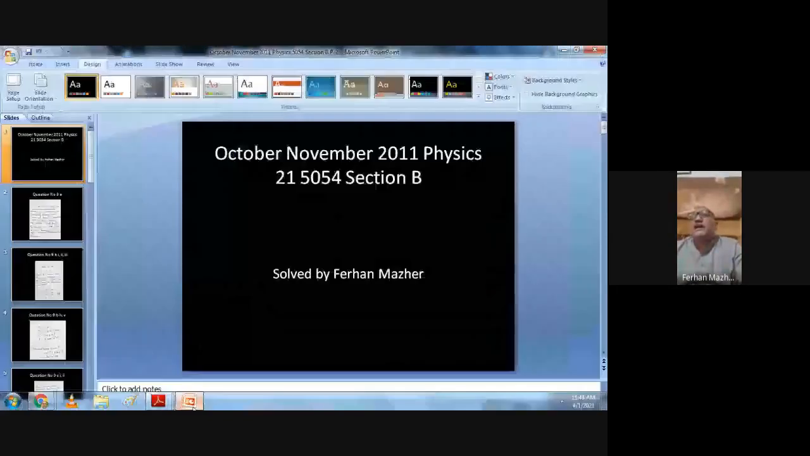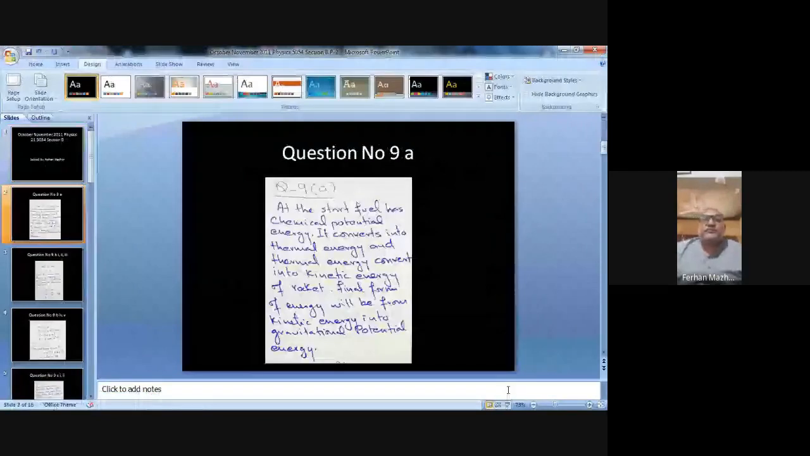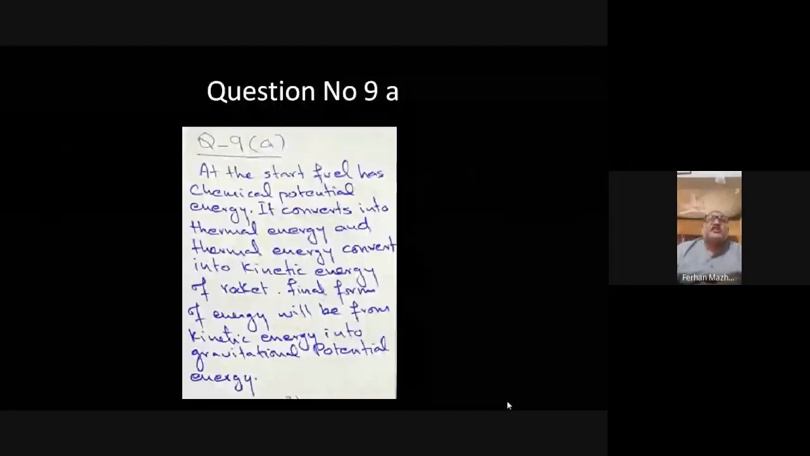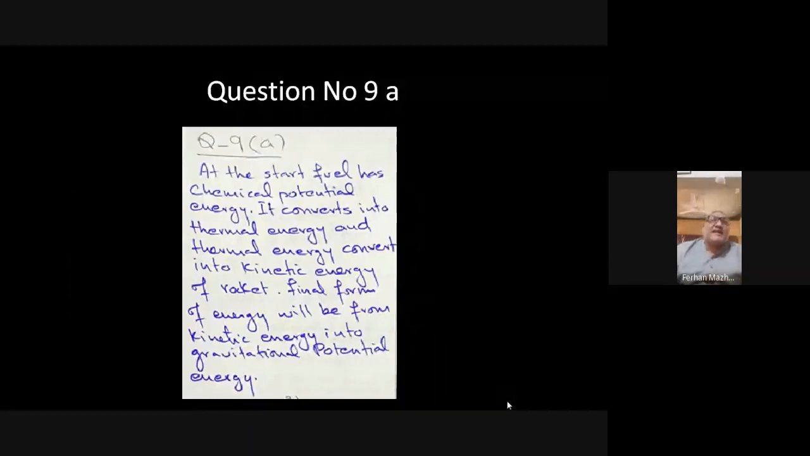I have written this on a paper. Let me show you my answer. At the start, fuel has chemical potential energy. It converts into thermal energy, and thermal energy converts into the kinetic energy of the rocket. Final form of the energy will be from kinetic energy into the gravitational potential energy. It's a 4 mark question.